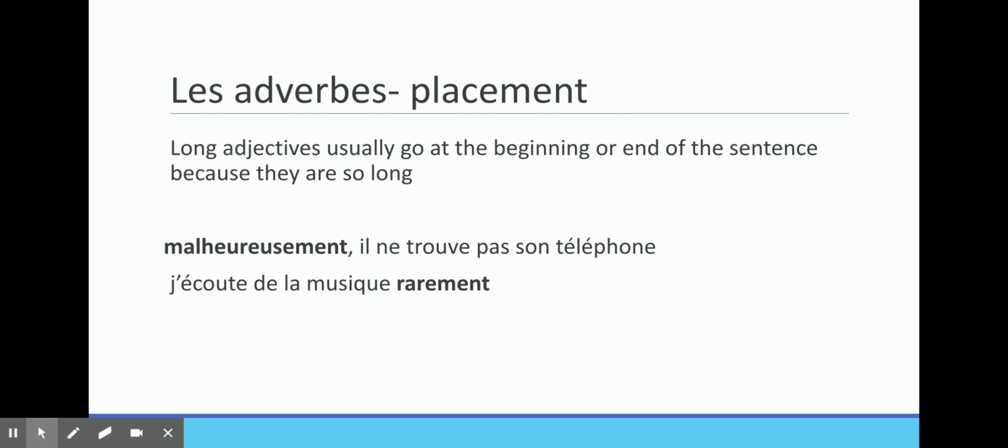And the deuxième exemple, the second example, is j'écoute de la musique rarement. So I listen to music rarely. You could say rarement j'écoute de la musique. Rarely do I listen to music. But it just depends on what your adverb is and what your sentence is. Most of the time, they'll be placed at the end, and sometimes they'll be placed at the beginning.